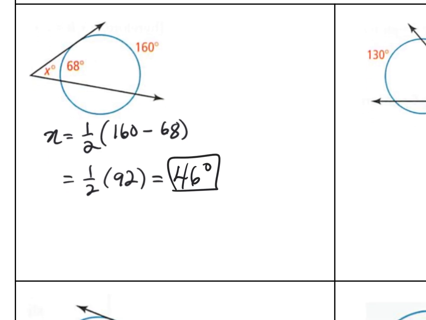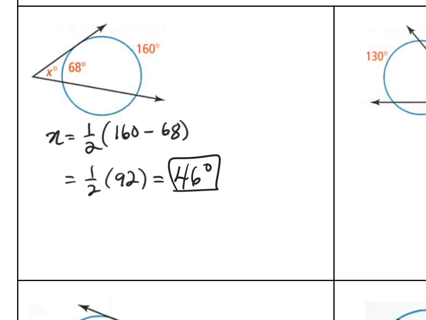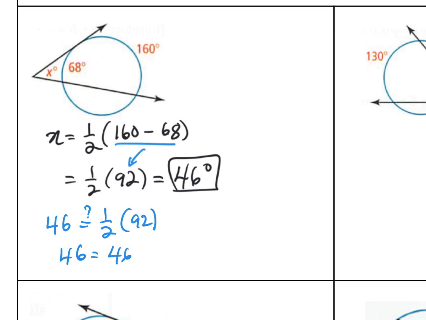Okay, let's recheck. Let's put back together. If this is 46 degrees, is it the same as 1/2 of 92? Because if we have to put that one, we're going to come up with that. Now we know that the half of 92 is 46. It means to say that our answers are correct. Okay, the next one.